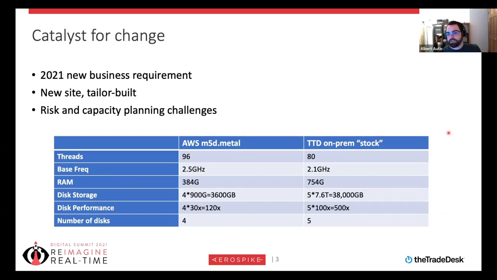Already our suspicion was that we wouldn't have enough CPU power. 96 threads at 2.5 gigahertz versus 80 threads at 2.1 gigahertz. That's around 30% less CPU power. Everything else looks great on paper. More storage, more IO, more RAM, but the CPU might bite us.